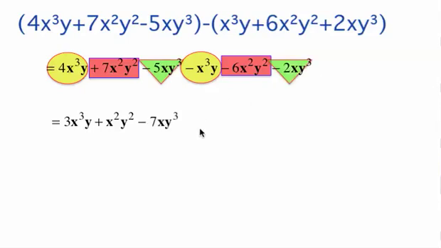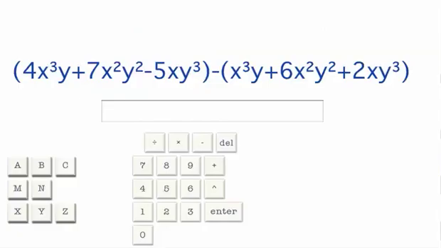Okay, so let's go and enter those values. Okay, so we have 3x to the power of 3y plus x squared y squared minus 7xy to the power of 3.